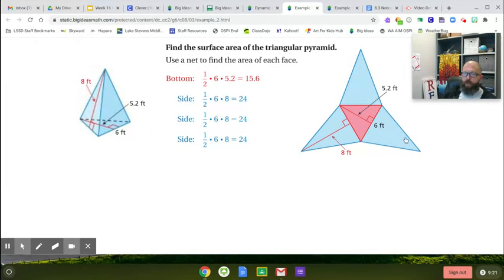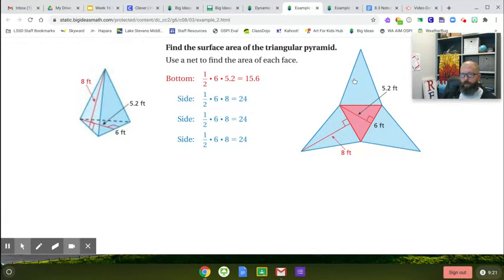Okay. So now I've got to find the area of each triangle and add them all together. So the bottom is 6 times 5.2 divided by 2, or multiplied by a half, and I end up with 15.6. And you want to always have your pencil and paper when you're doing these so you can write them down and keep track. And the sides are 6 on the base of the triangles and 8 on the height. So 6 times 8 divided by 2, or multiply by 1/2, and you end up with 24.